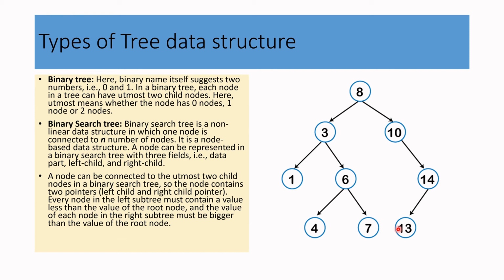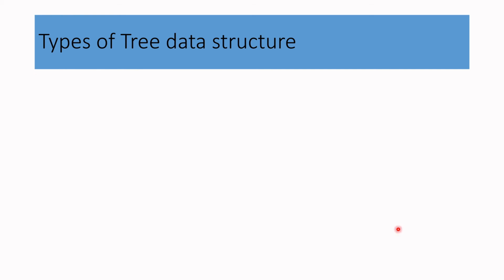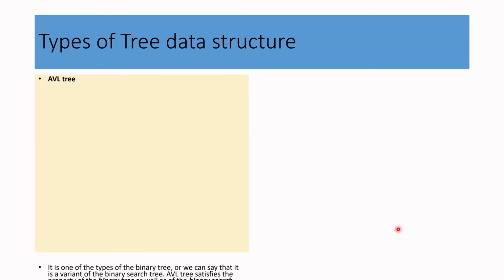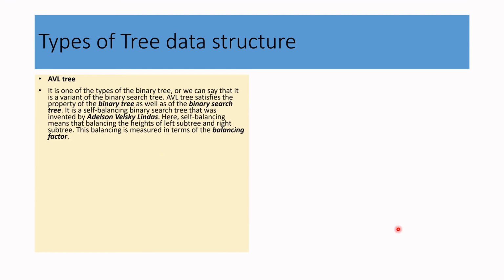Every node in the left subtree contains a value less than the value of the root node, and the value of each node in the right subtree must be bigger than the value of the root node. So we will understand this tree also. I am just letting you know what types of data structures there are. We will go deeper later.